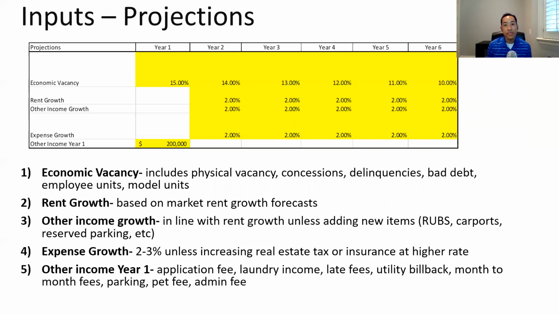And then other income, this is other items like RUBS or carports, reserve parking, late fees, all those types of things. Expense growth is about 2% to 3%, depending on if you think there's going to be a big real estate tax increase or insurance increase, then I would increase that more. And then other income, this is going to be all the other things: application fee, laundry income, late fees, utility bill back, month-to-month fees. All those things you're going to have to plug in right there as well. And usually you're looking at T12 and any potential new income that you are going to start charging at the property.